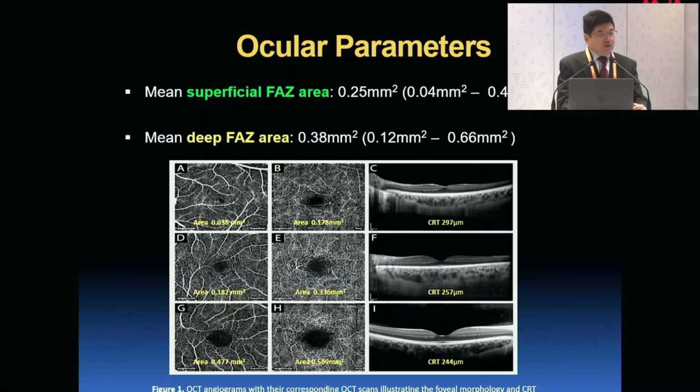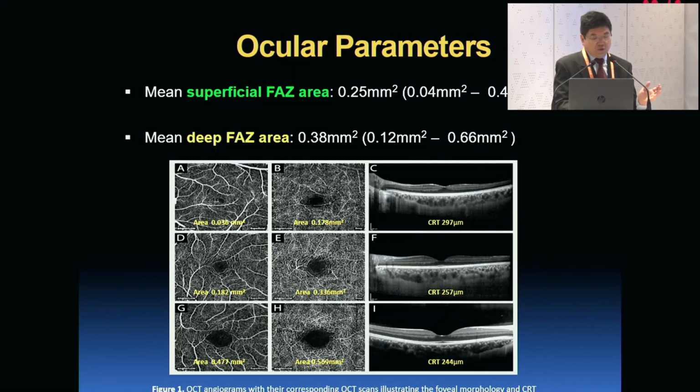And what we found was that the mean superficial FAZ area was 0.25 square millimeters. But notice the big range from 0.04 to 0.48 square millimeters. So there's a 10 times difference. And the deep FAZ was larger. The mean value was 0.38, but also had a range of 0.12 to 0.66. And just to give you an idea, these are all normal, healthy eyes.